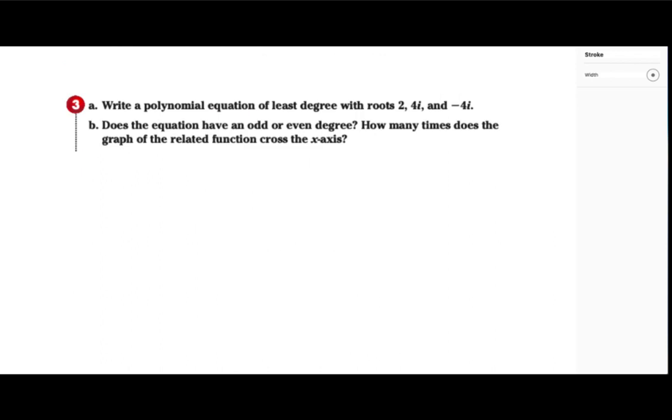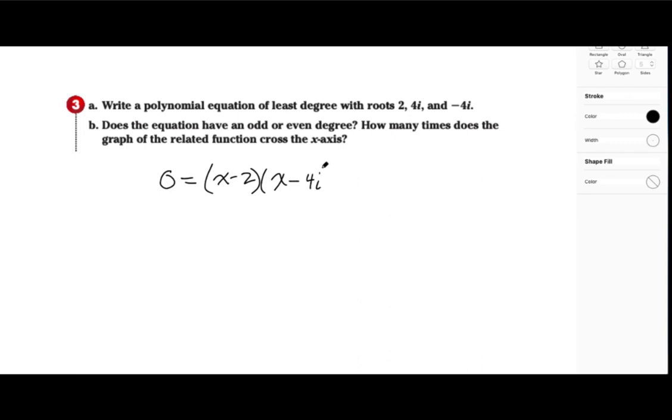Here in example 3, we are being asked to do something we haven't done before. We're going to write a polynomial equation of least degree with these roots. Now we remember roots are what makes the polynomial equation equal to 0. So basically I have 0 is equal to x minus 2, because 2 would definitely make it 0, and then x minus, this is going to look weird, 4i, and then x plus 4i.